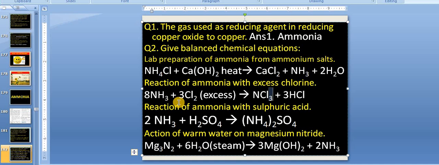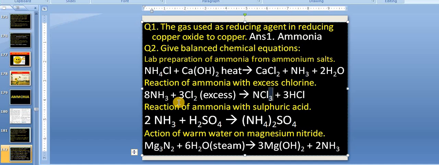magnesium nitride plus water. In this reaction, please don't forget to mention steam. If it is cold water, this reaction will not take place. We should write warm water or steam. That is a must to write over here. Okay, these are small things which will help you to not lose marks. If you are aspiring for 100 marks, this small omission can create a problem. So you have to keep this in mind.